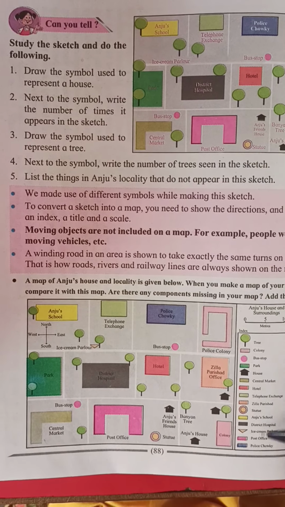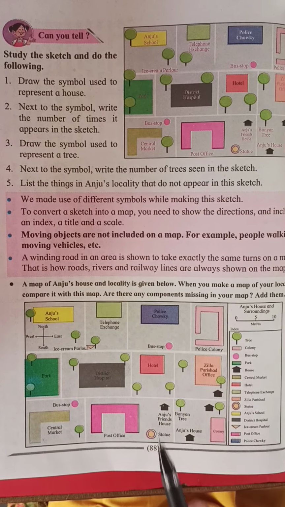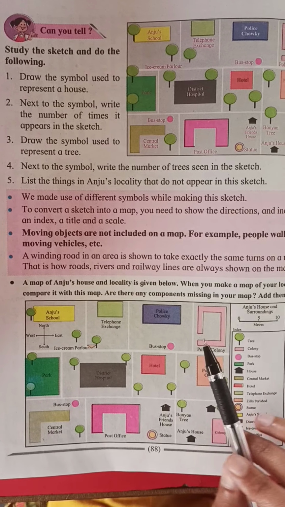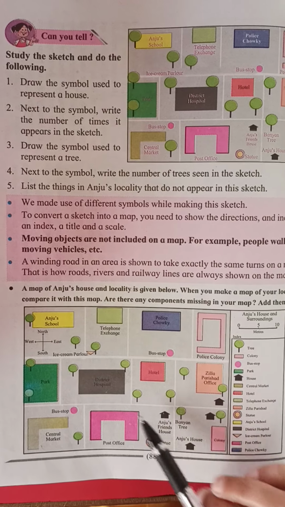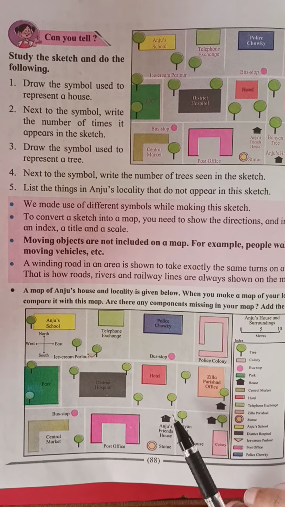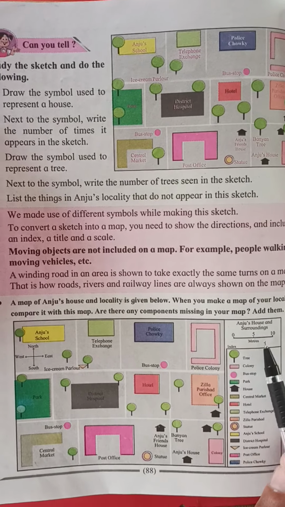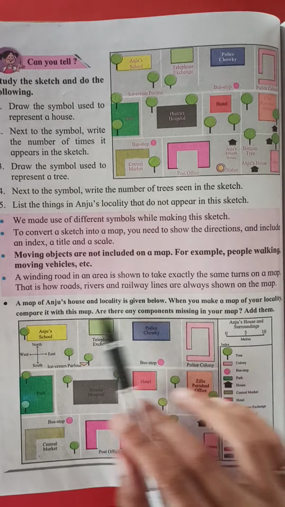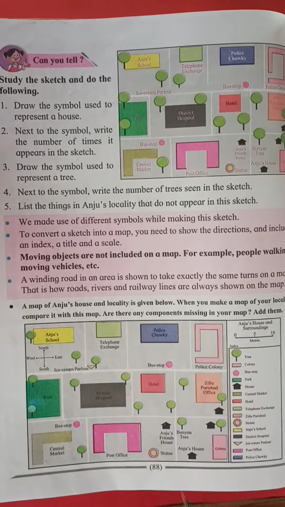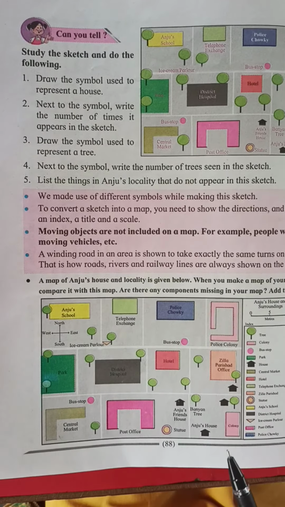With the help of these things, you can find out the locations very easily, and it is very easy to find out the things which are nearby the locality of Anju's house. And this is the scale. See, 0 to 5, 5 to 10 meters. This is the scale. So, with the help of these things, it is very easy to find the things near the locality of Anju's house.